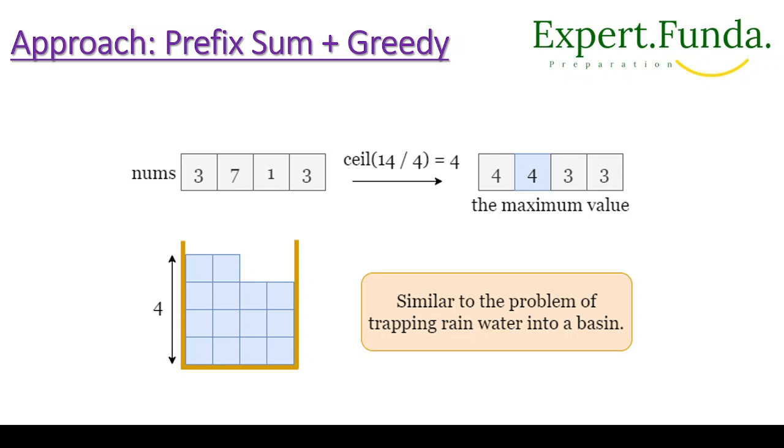Let's suppose we have this array that we talked about. If we do the sum 3 plus 7 plus 1 plus 5, it becomes 14, and if you divide by 4, it becomes 4. So the ceiling value is 4, so the maximum value here can be 4. If you see here, it is coming 4 4 3 3. The operation only allows us to move the value forward, not backward. How it works, we will see.